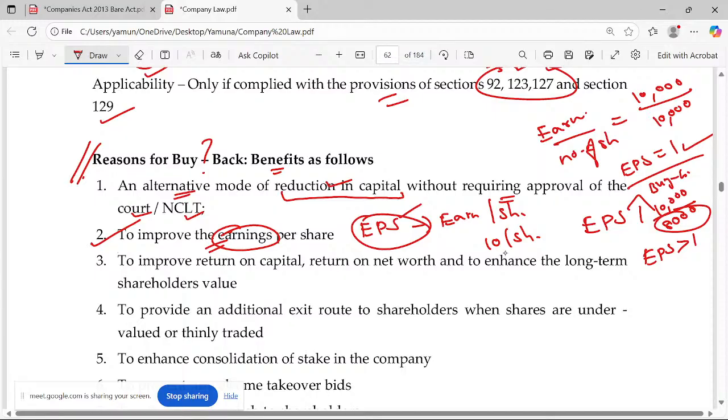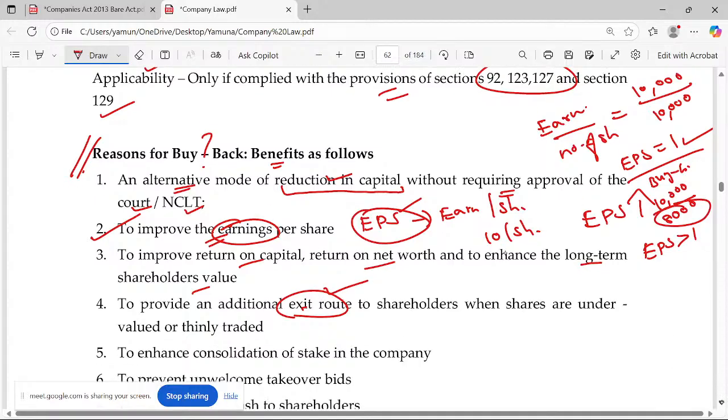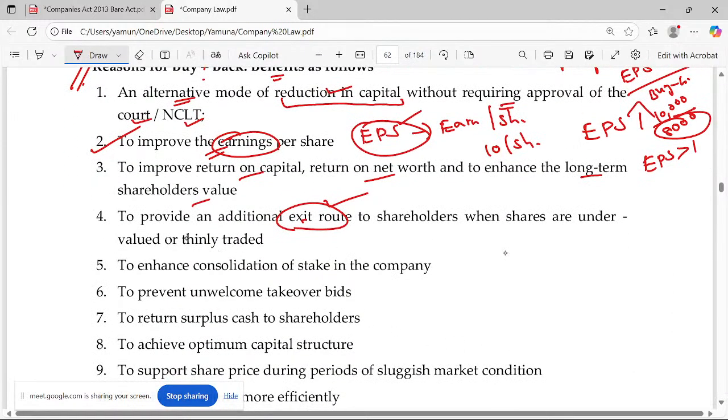And moreover, I have accumulated so much in my free reserves and securities premium. But what am I going to do then? So I go for buyback. To improve return on capital, return on net worth, and to enhance long-term shareholder value, to provide an additional exit route for the shareholders. So when I think of coming out of the company, I can go for that.